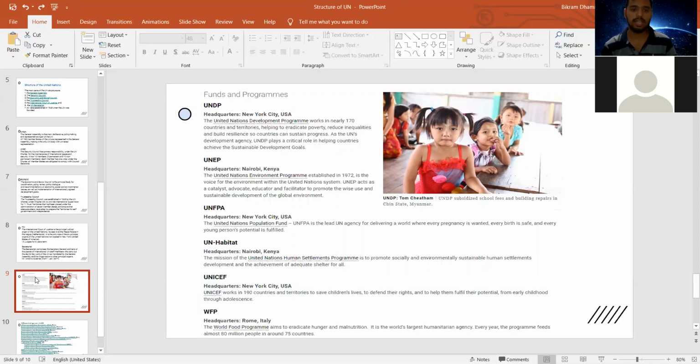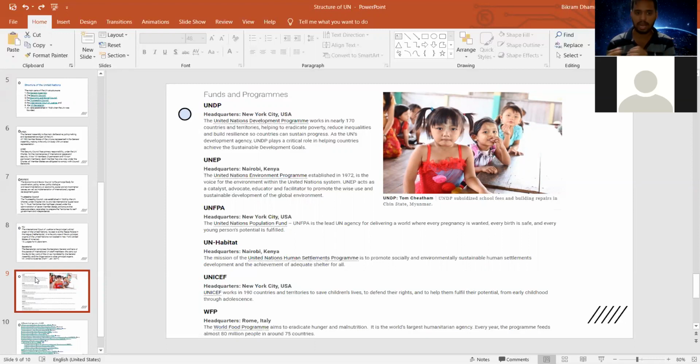Similarly, the next fund and program under the United Nations is UN Habitat, whose headquarters is again in Nairobi, Kenya. Its mission for human settlements is to promote socially and environmentally sustainable human settlements and the achievement of adequate shelter for all.